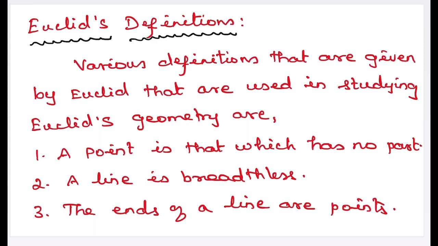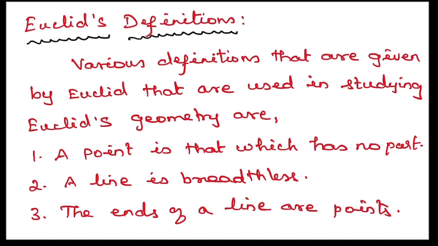So we will see only the 7 definitions here. They are: a point is that which has no part. That is, anything which has no component is called a point. No component means no length, breadth or height. Next, second one, a line is breadthless. That is, a length without breadth is called a line. Third one, the ends of a line are points. That is, the end points of any line are called points.